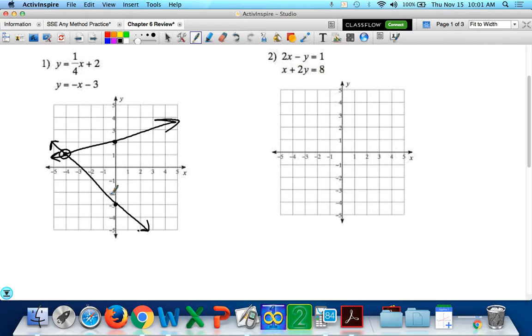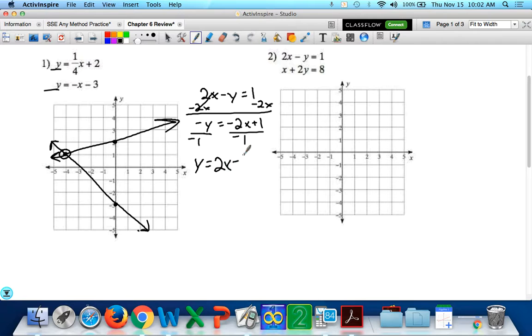Now, number 2 does not have y by itself like number 1 did. So before we get going, we have to solve these equations for y. So I have 2x minus y equals 1. I want to solve that for y. First, I'm going to subtract 2x from both sides. Eliminate, get a -y equals -2x plus 1. Okay? Then I'm going to divide by -1, which essentially changes all of my signs. I get a +2x minus 1.